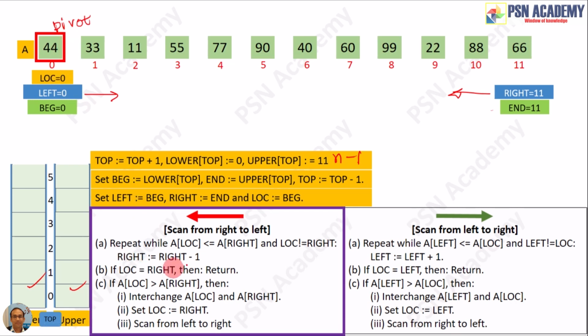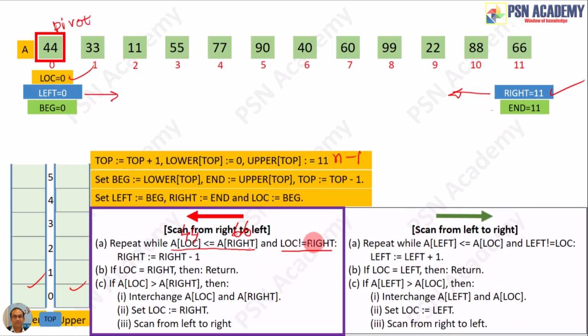Now we start with this block. Whenever you are dealing with ascending order and you have the pivot on the leftmost element of this list, then you always start from right to left. Okay? So what this block says, the first job, there's a while loop. This is the first condition. A lock is less than or equal to A right. Now at present, A lock means A 0. Lock is 0. So here it will be 44. Right is 11. So A right is 66. It is true. There is another condition here. Lock is not equal to right. Now lock is 0 here and right is 11.